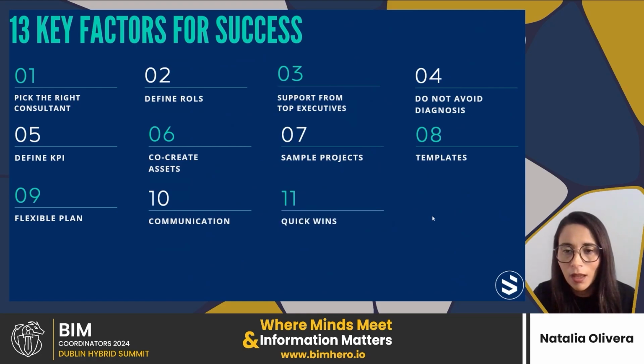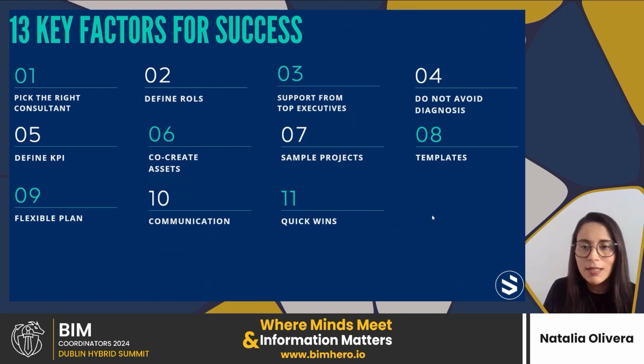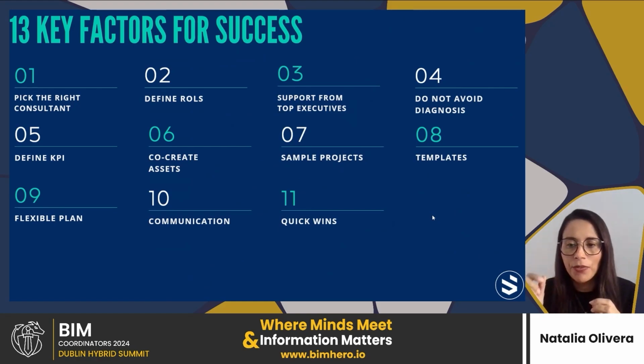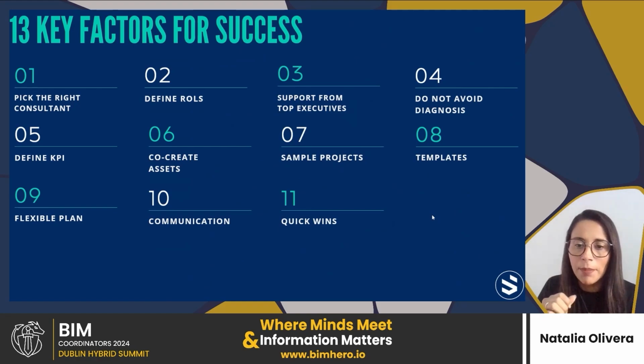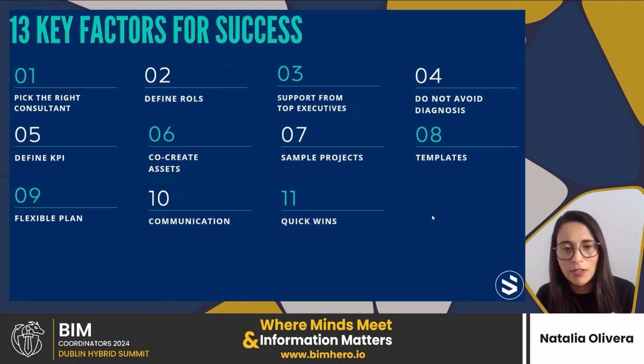This is the one that I like the most. Make quick wins. It is crucial to manage the organization's motivation. It is related to the communication, so the motivation and how they perceive the benefits of implementing BIM. This means that we need to take a step-by-step approach and achieve incremental benefits along the way. By doing this, we can start seeing improvements during the implementation process.